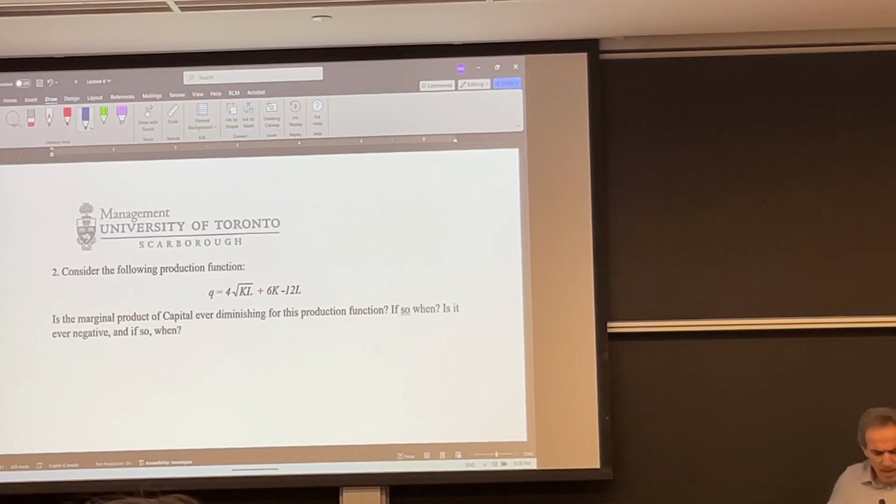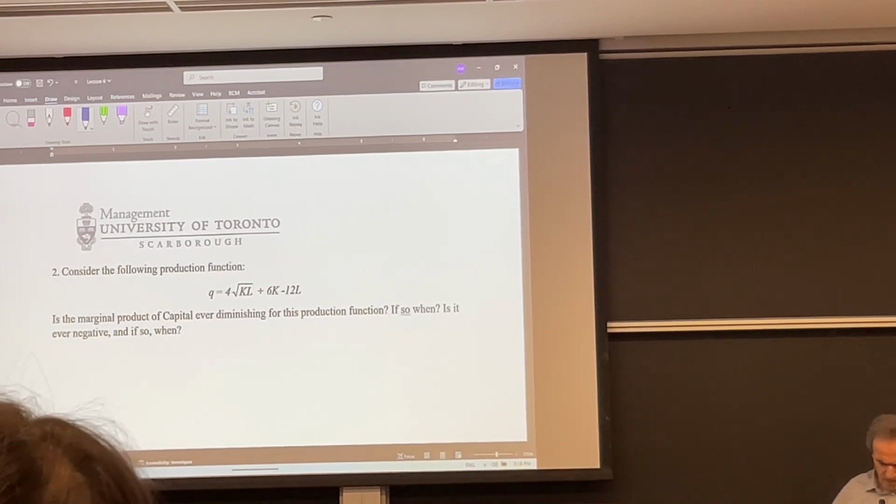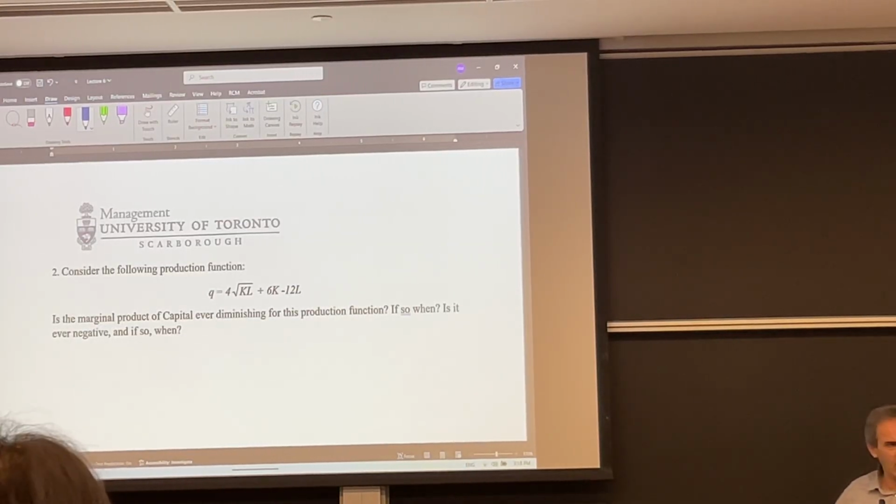Anyway, lecture number 6. I made a production function here just to see what will happen. Does this production function, any part of it, look familiar?